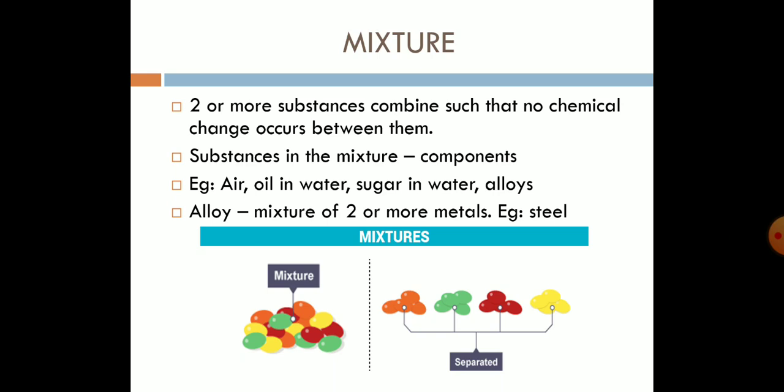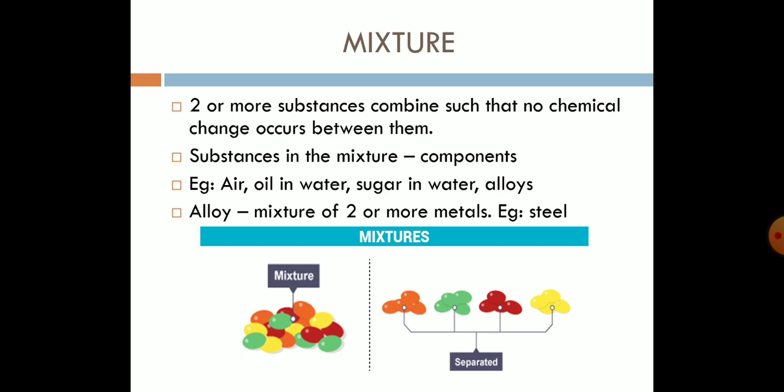What is a mixture? That is when two or more substances combine but there is no chemical change between them. Then it becomes a mixture. The substances in the mixture are called components. Examples of a mixture are air, oil in water, sugar in water, and alloys.